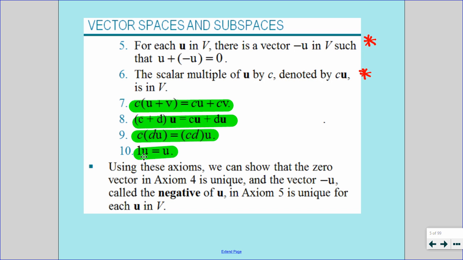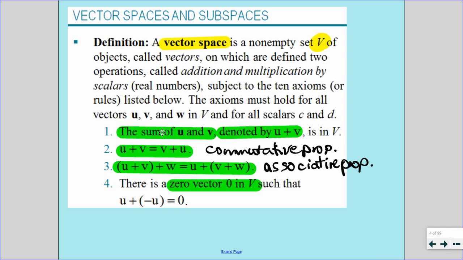If they are vectors, axioms 7 through 10 are going to be true. The sum has to be in V. That's closure under addition, which you have to check for. This one you have to check for as well, because if they just list a group of vectors and ask whether this forms a vector space, you have to check that it's closed under addition.